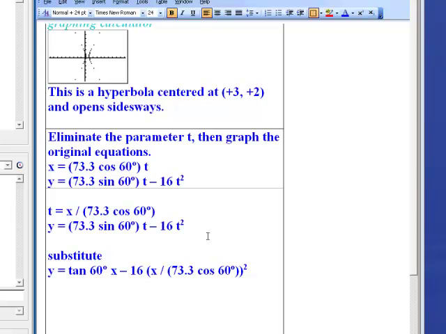I'll be writing this on the side here so I know how to graph this. y equals x times tangent 60 minus x squared times 16 over (73.3 times cosine 60 degrees) squared. And then as I said, I'll be graphing the original equations.